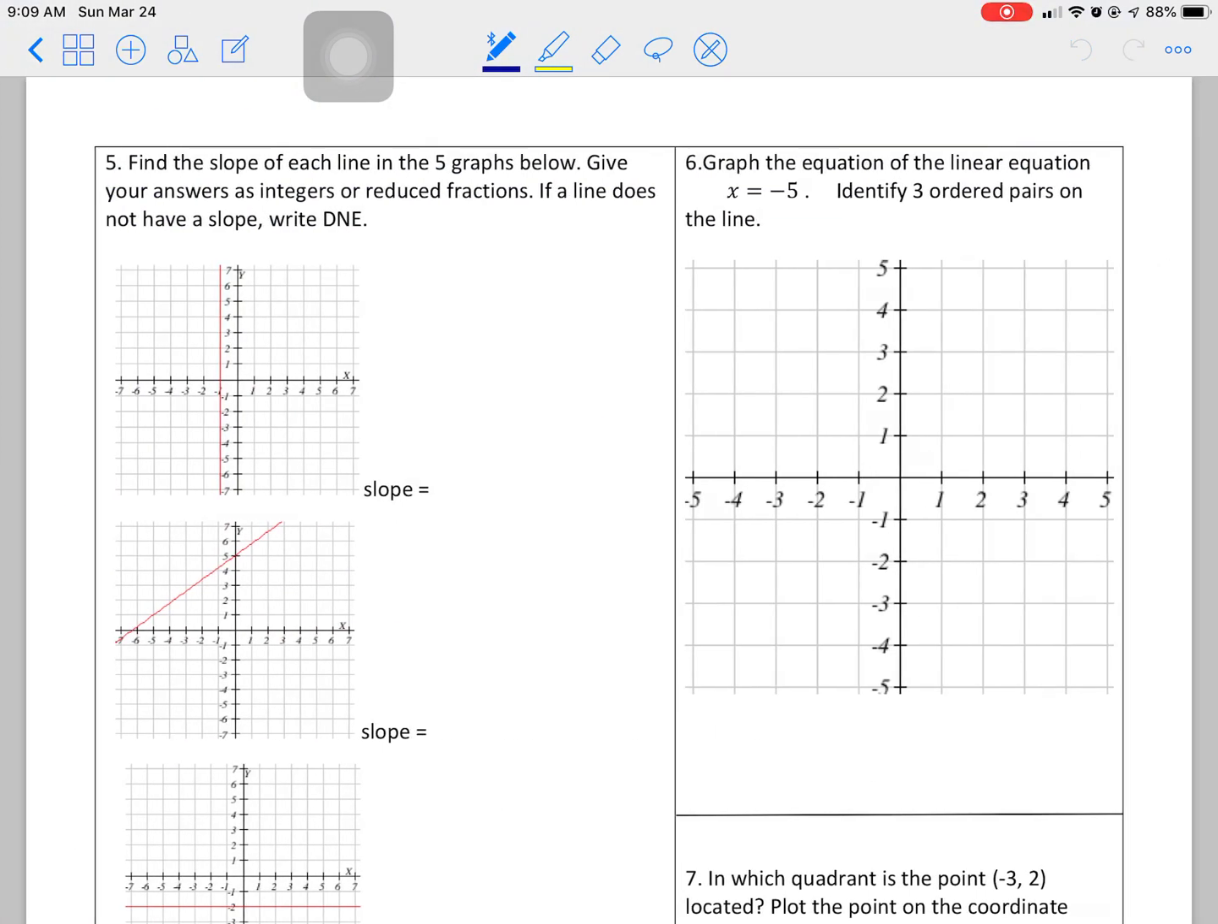All right, number 5. Find the slope of each line in the 5 graphs below. Give your answers as integers or reduced fractions. If the line does not have a slope, write DNE. This one does not have a slope. It goes up and down. That's all I need to do.